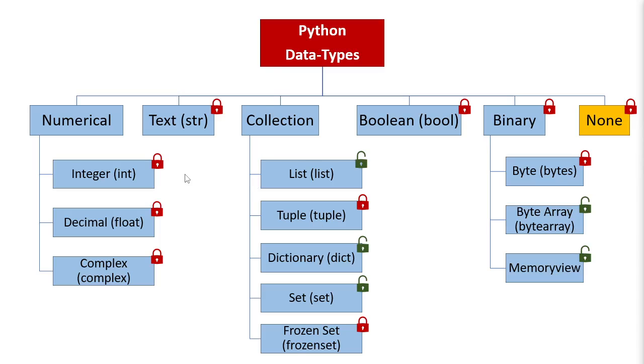Going back to our chart, we have already discussed numerical, integer, decimal, complex, and Boolean types. We have also just finished text data types. Now we are ready to jump into collections, which are basically lists or tuples, dictionaries, and sets. So we'll discuss these four data types, and then wrap up for this video.